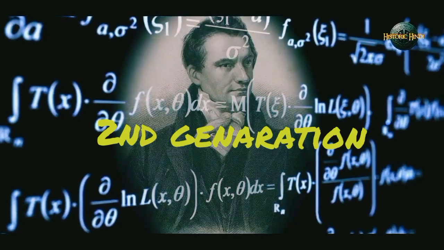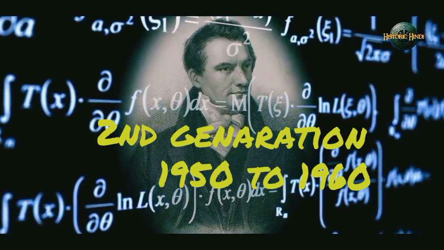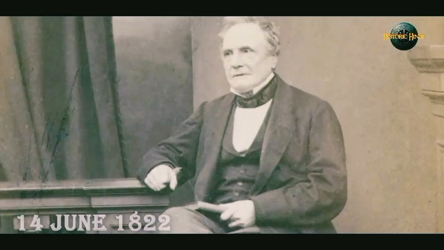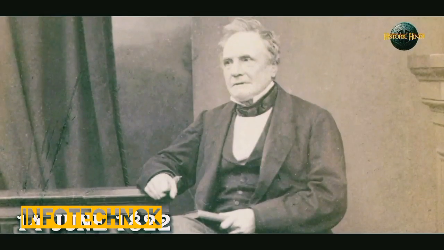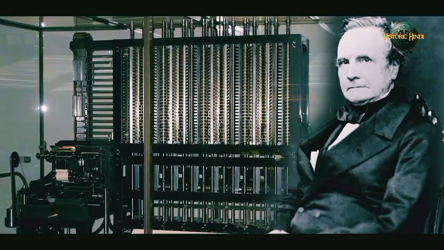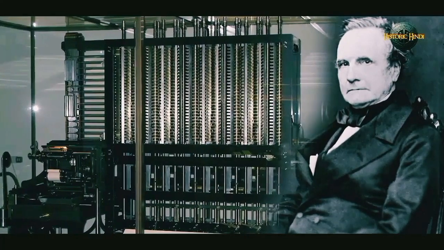Second generation, 1950s to 1960s, transistors replaced vacuum tubes, making computers smaller, more reliable, and more efficient. Magnetic cores were used for primary memory. Examples include IBM 7090 and CDC 1604.